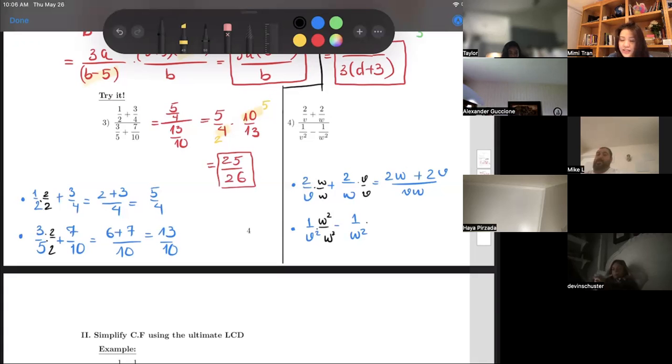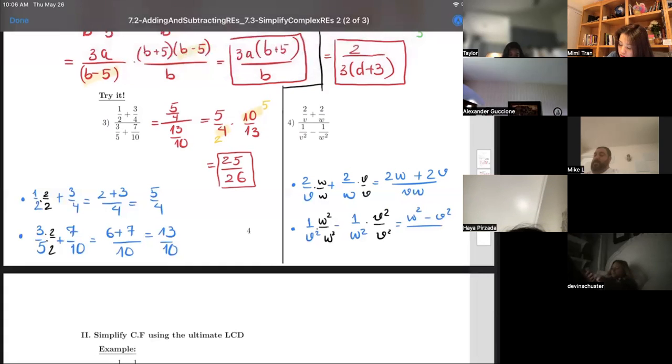I want to subtract the two, so they have to have the same denominator. So the second fraction is missing V squared. Whatever is missing, you multiply by that. Okay, so I have 1 times W squared, which is W squared, and then 1 times V squared, which is just V squared, over V squared W squared.